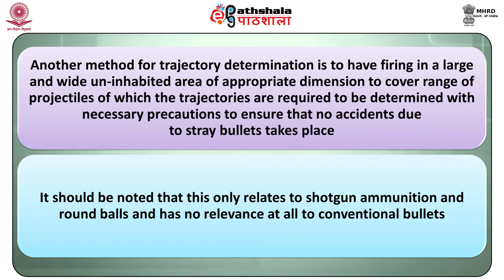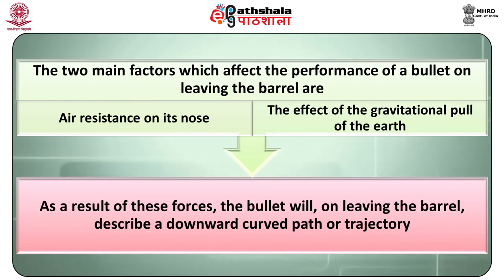to conventional bullets. The two main factors which affect the performance of a bullet on leaving the barrel are air resistance on its nose and the effect of gravitational pull of the earth. As a result of these forces, the bullet will, on leaving the barrel, describe a downward curved path or trajectory.